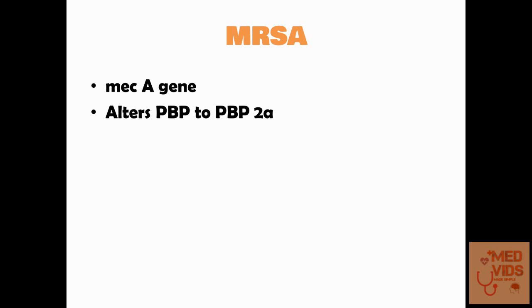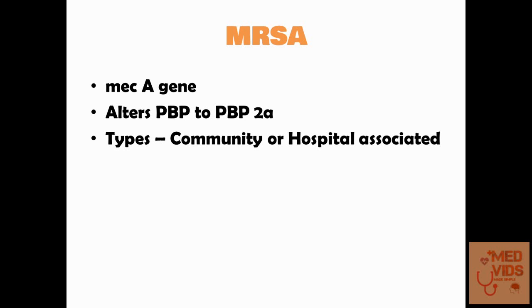Now let's talk about methicillin-resistant Staphylococcus aureus. Methicillin resistance is mainly mediated by a gene known as the mecA gene. This alters the penicillin-binding proteins in the Staphylococcus aureus bacteria to another form known as penicillin-binding protein 2A. This form leads to the development of resistance of the bacteria to the penicillin antibiotics.